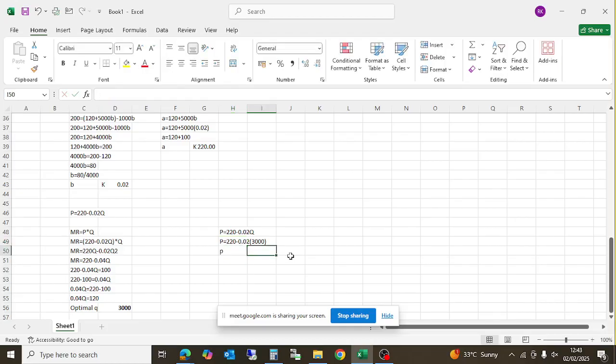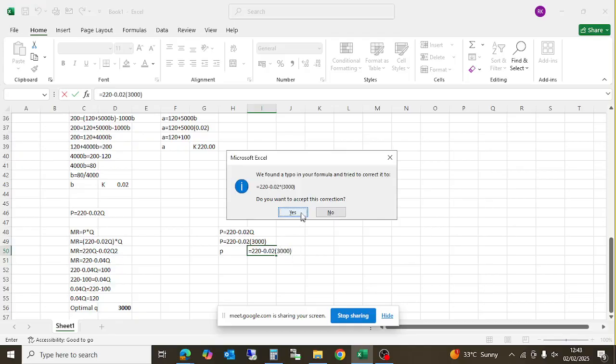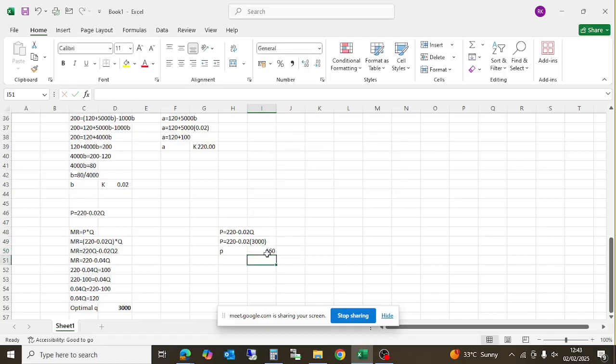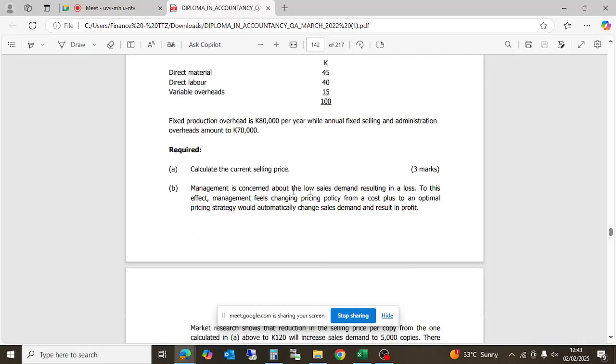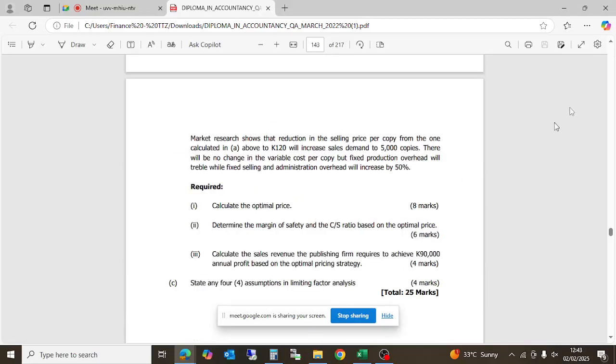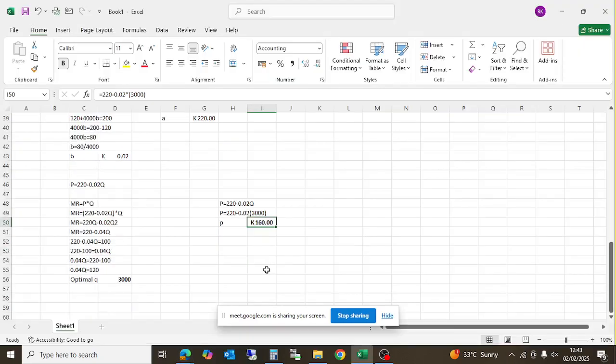So P will be 220 minus 0.02 in brackets 3000. Okay, it's giving us 160. So 160 will be the optimal price. So 160 is actually our answer for this question. The question asked to calculate the optimal price. The optimal price is 160 and the optimal demand is 3000.